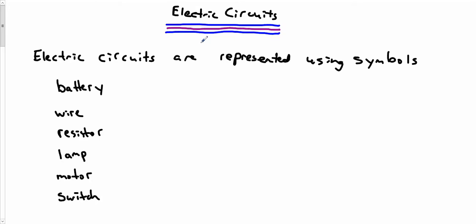Let's talk about electric circuits. Electric circuits, we represent them with symbols. A battery is a short line and a long line. Sometimes you can have more. This would be 2 cells, a battery made of 2 cells. This is a battery made of 3 cells. Normally I will just draw 1 in my circuits.